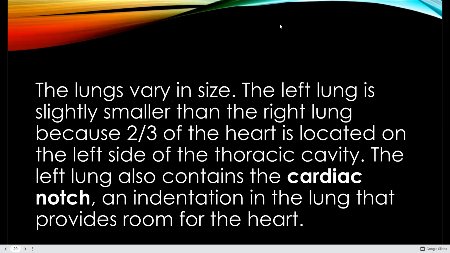It depends upon the left lung is slightly smaller than the right lung because two-thirds of the heart is located on the left side of the thoracic cavity. The left lung also contains the cardiac notch, the one that I told you about a while ago during our discussion of the circulatory system. It is an indentation in the lung that provides room for the heart, because again, your heart is moving.